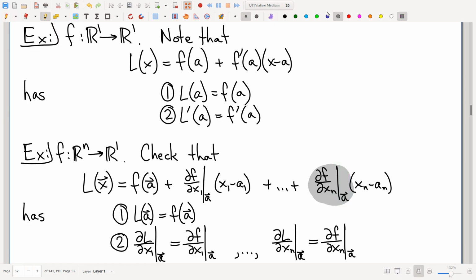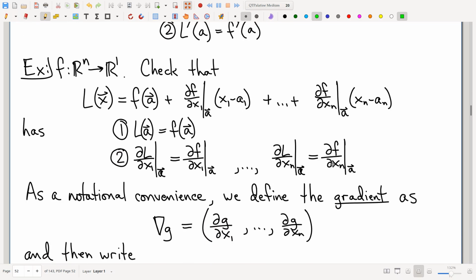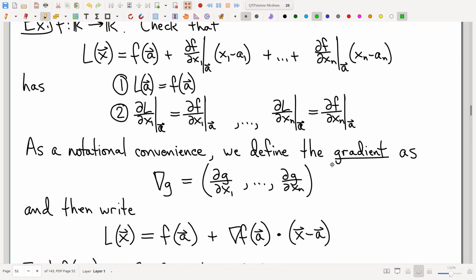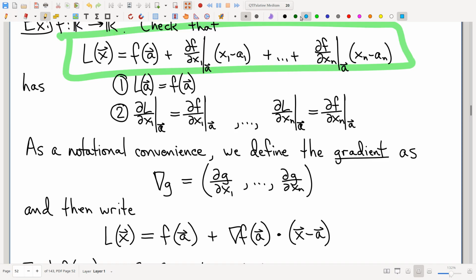And again, make sure you can do this. Make sure you can indeed confirm that this expression that we just wrote down there has these desired properties. Okay. Alrighty, moving along. You're going to notice that in this expression, these terms do something really nice.